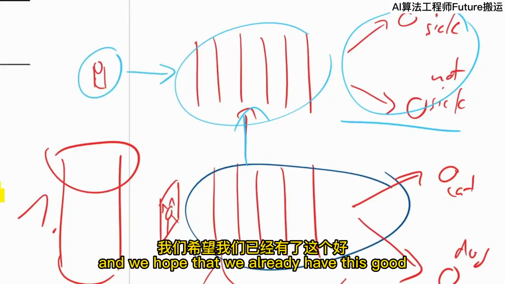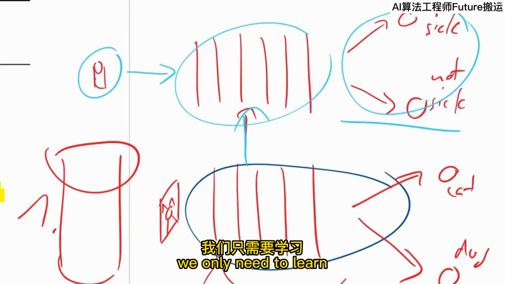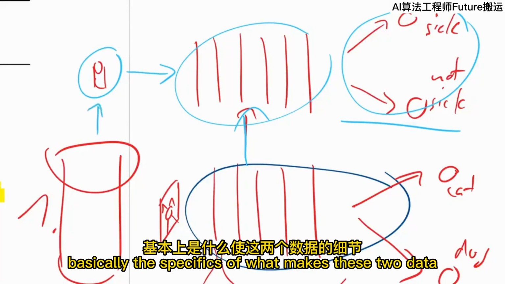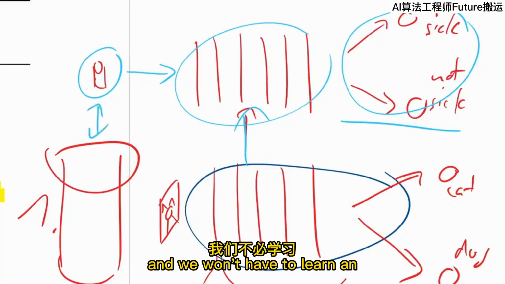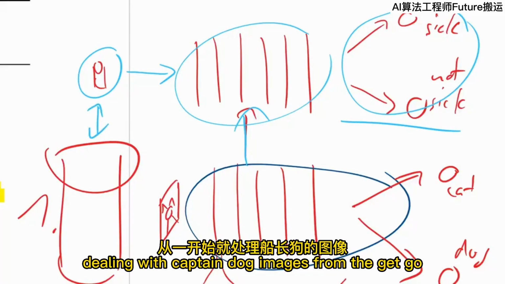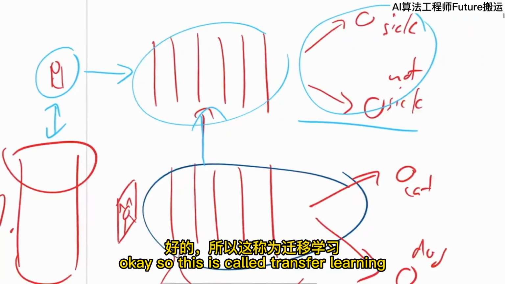And we hope that we already have this good starting point. We only need to learn basically the specifics of what makes these two data sets different, and we won't have to learn the entire task of dealing with cat and dog images from the get-go. Okay, so this is called transfer learning.